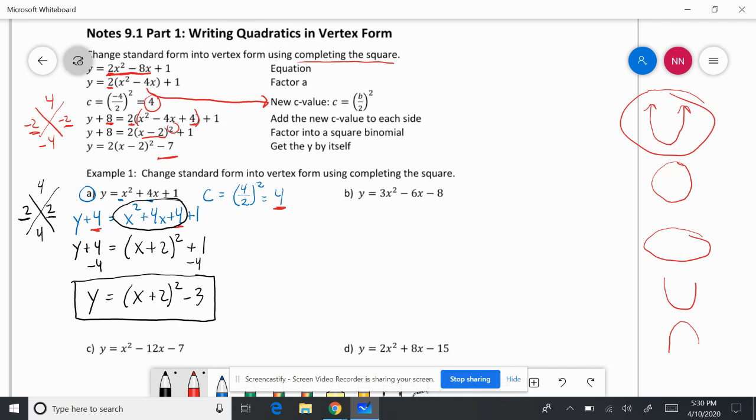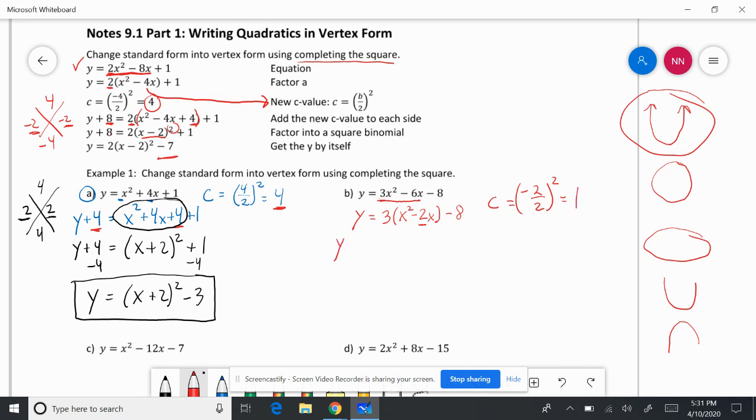Now, looking at letter B, it's a little bit more complicated because we have a leading coefficient of 3. Now, we're just going to be looking at the first two terms, and we're going to factor out a 3. Now, what we're going to do is find our new c value. So we're going to take our -2, divide it by 2, and square. -2 divided by 2 is -1, squared is 1.